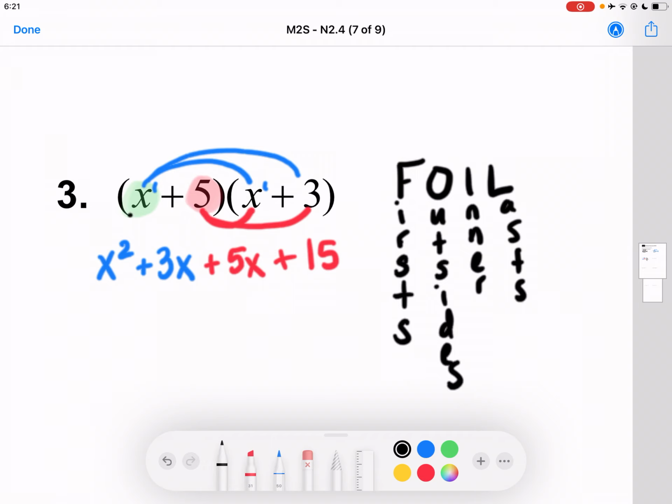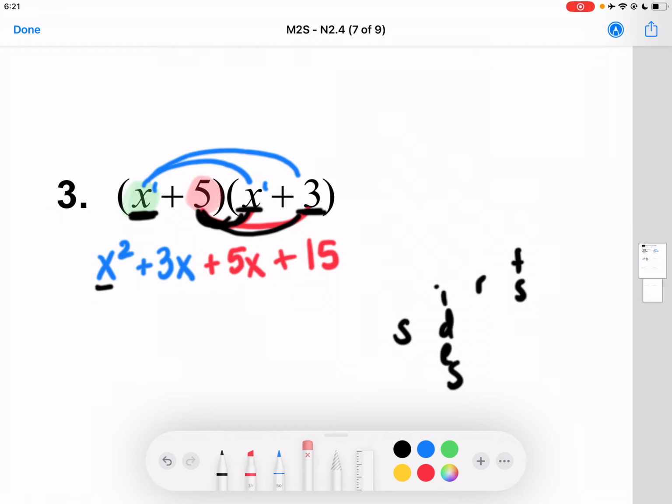So you'll notice that the first thing we did is we multiplied the first term in each parenthesis, and that's how we got the x squared. That's what the first means. Outsides is to indicate that we're multiplying the two that are on the very end of each parenthesis, on the outside end of the parentheses. So x times the 3 gives you the 3x. The inner says that you're multiplying the two inside numbers. So that's where the 5x comes from. And the last means you're multiplying the last numbers. So it's an acronym to help you remember which ones you're doing.